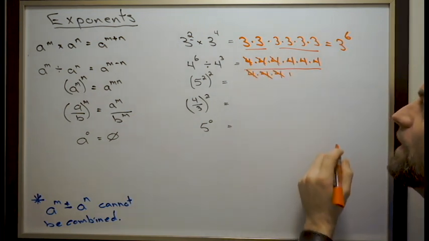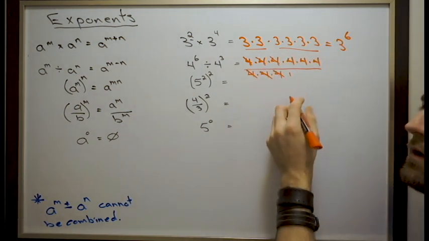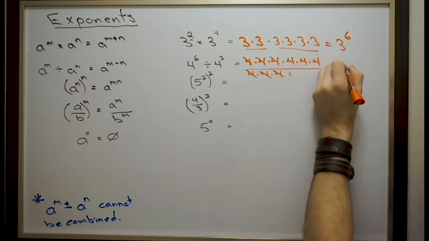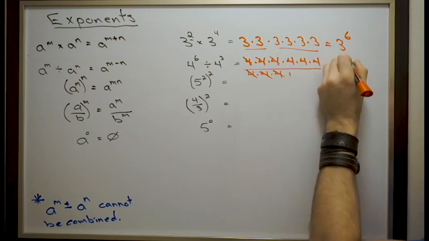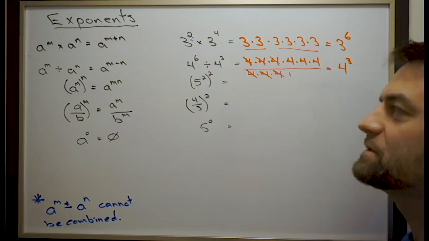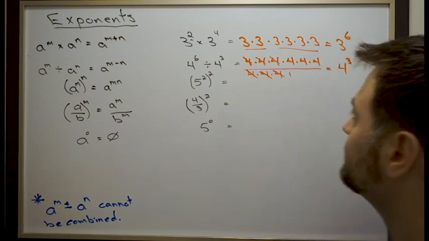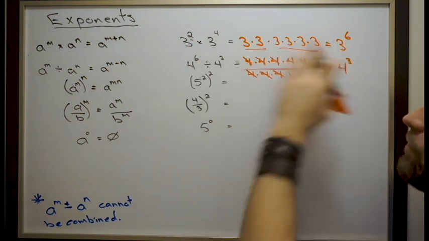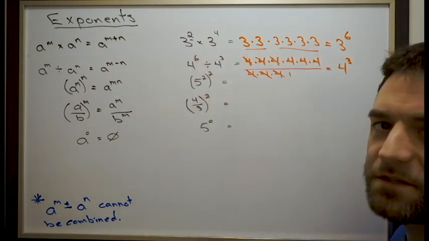So we have 1, and then we have 4 times 4 times 4. So 4 times 4 times 4 is 4 to the power of 3. We don't have to put the over 1, because anything divided by 1 is just itself, so it becomes redundant. But again, that 4 to the power of 3 is 6 minus 3.